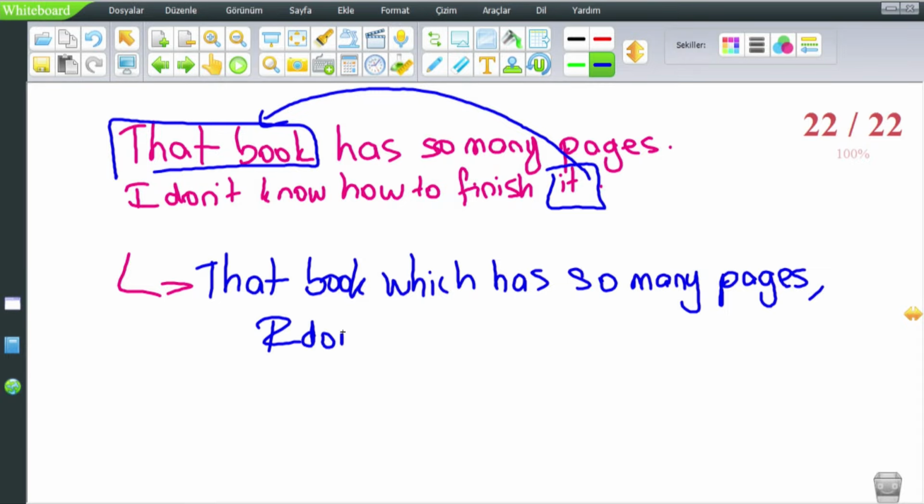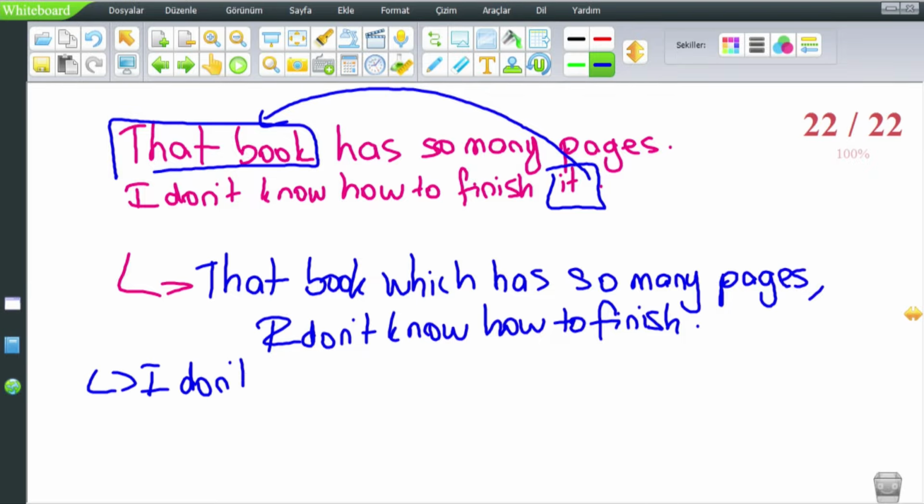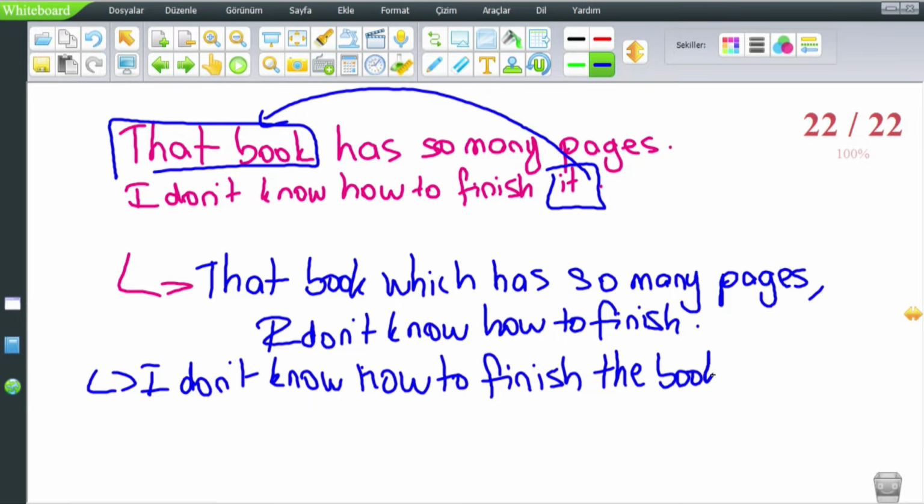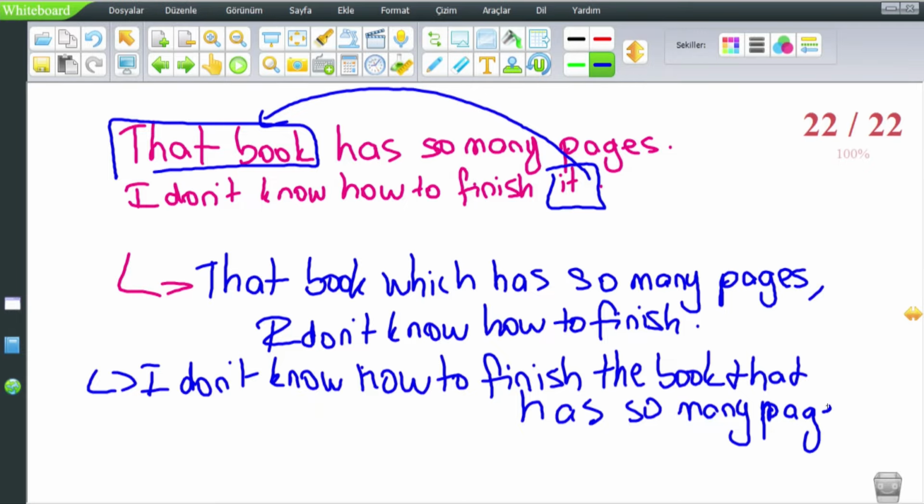I don't know how to finish. Or I could say, I don't know how to finish the book that has so many pages. Or I could use which in here.